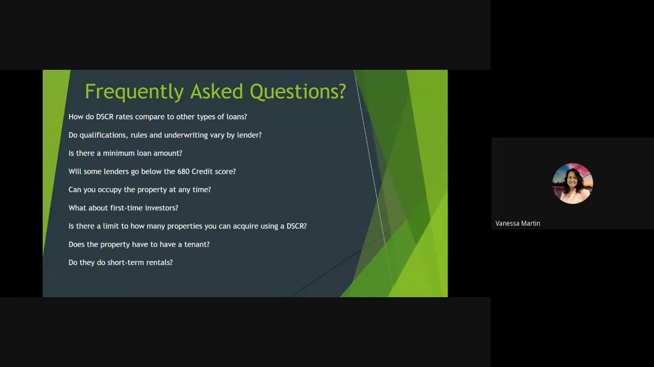And again, does the property have to have a tenant? If you are purchasing your first investment property, you don't necessarily have to have a tenant, but it does have to be rent ready. Otherwise, it's going to fall in what they consider a fix and flip loan or a rehab loan. Those loans are typically 12 months interest only. So those are some of the frequently asked questions.